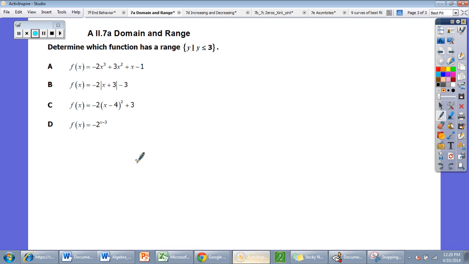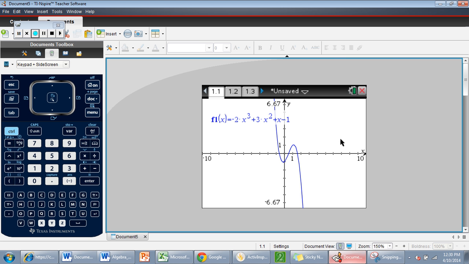Looking at an example having to do with range, it says determine which function has a range of y such that y is less than or equal to 3. So you would want to graph all 4 of these examples to take a look at which of these has the appropriate range. So again, we're looking at y less than or equal to 3. So I have graphed each of these. I will take a look at the first one here. And again, we're looking at range, so we're looking at up and down or vertically.